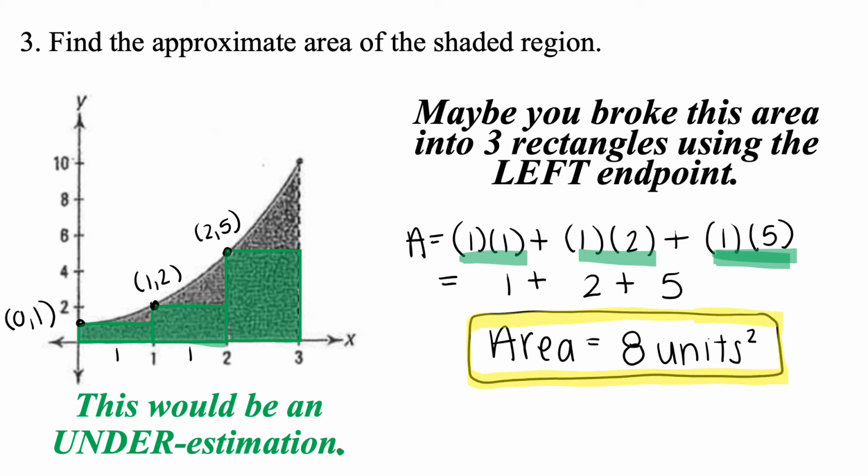Now that is a very different answer than what we had gotten when we did the right endpoint. And obviously, as you can see in the picture, the green highlighted does not quite cover the complete shaded region. So we would call this an underestimation.